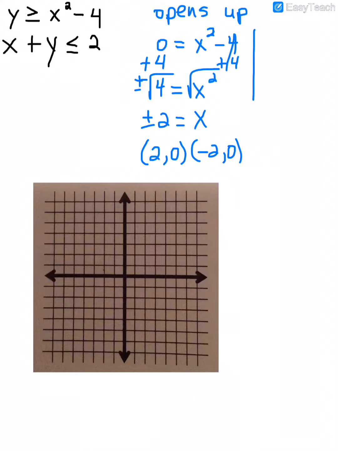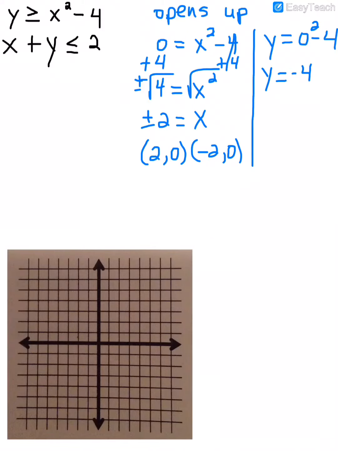For my y-intercept, I'm going to plug in 0 for x. And again, I'm changing it to an equation just to make it easier to solve. So I get y is equal to, I plug in 0 for x, 0 squared minus 4, which is just y equals -4.